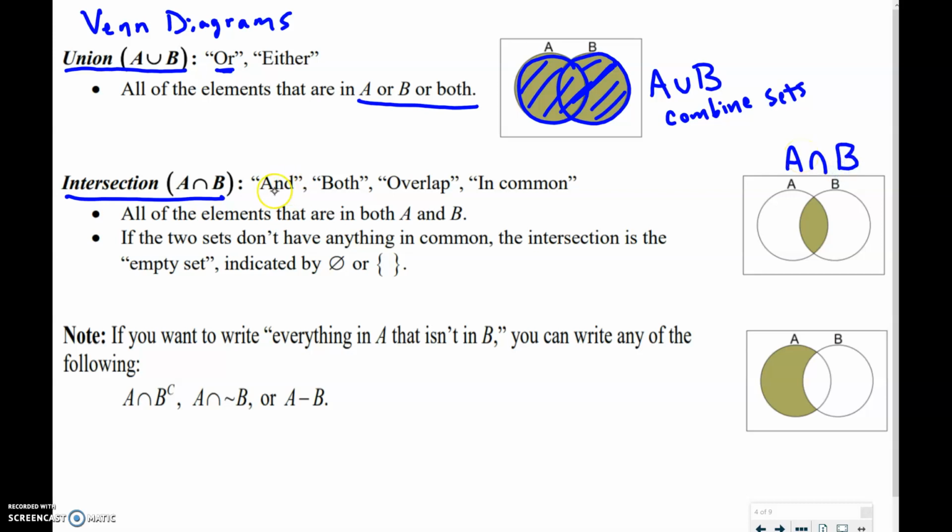So the word I want you to think of is "and." So it's A and B. It's things that are in both. You look for the overlap. You look for what they have in common.